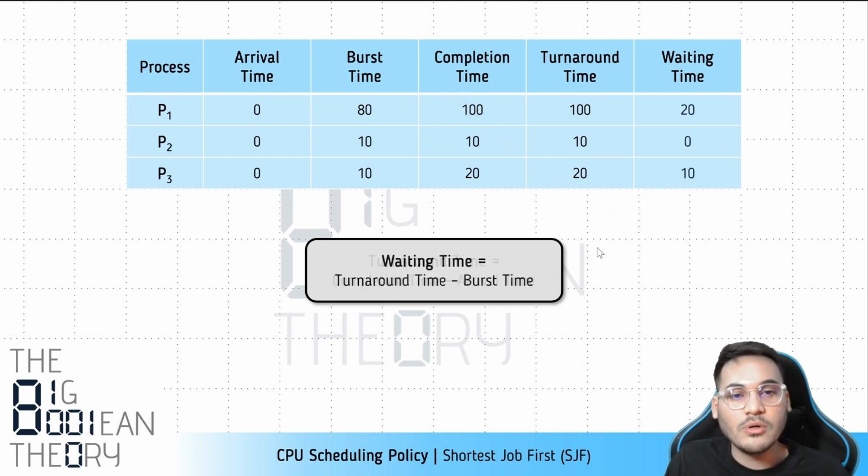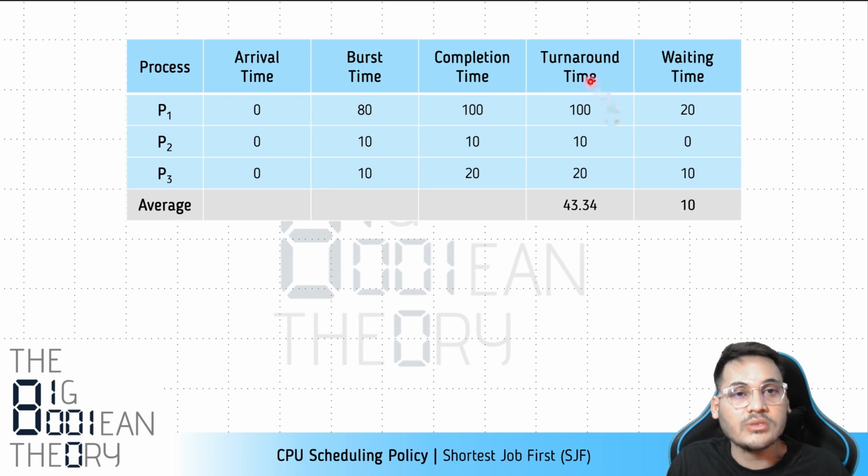Similarly, we'll use the same formula again for waiting time. We'll subtract the burst time from the turnaround time, right? So here we have the waiting times, and let us quickly calculate the average turnaround time and the waiting time. You can see here in this case, the waiting time is much better. In the previous case, the waiting time as well as the turnaround time was much higher, right?